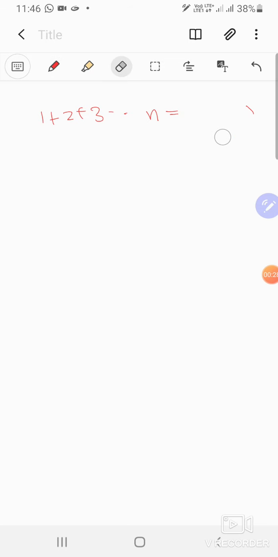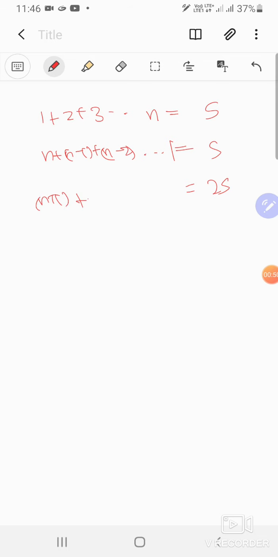Let's call this thing S. And now I'm going to write S in a different way. I'm going to write it as n plus n minus 1 plus n minus 2 all the way till 1. And I'm just going to add these two equations. That will give me 2S is equal to n plus 1 plus n minus 1 plus 2, which is n plus 1 as well. And then you can see that every pair equates to n plus 1.